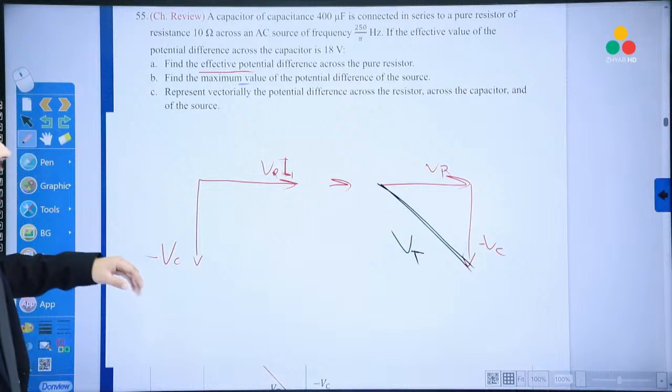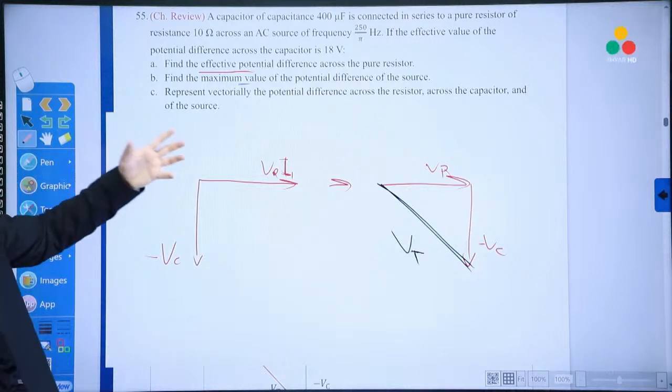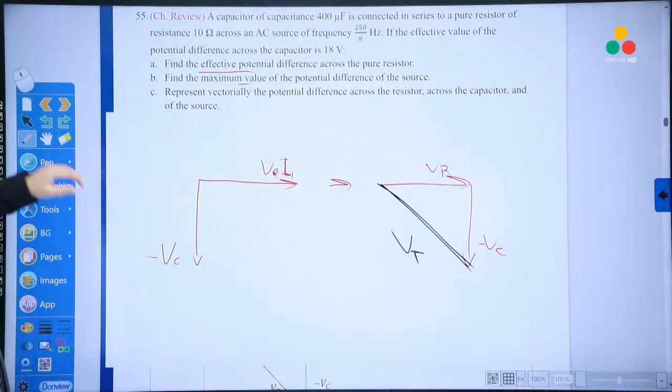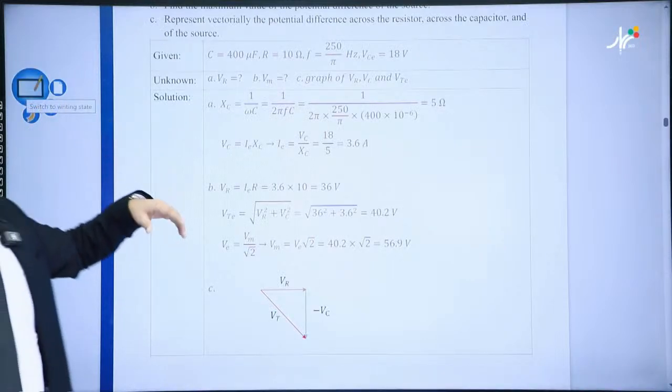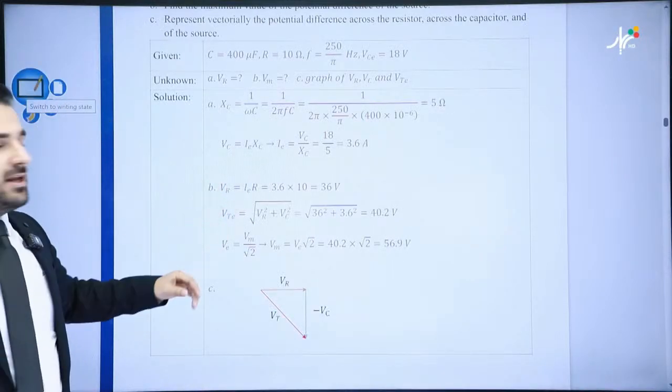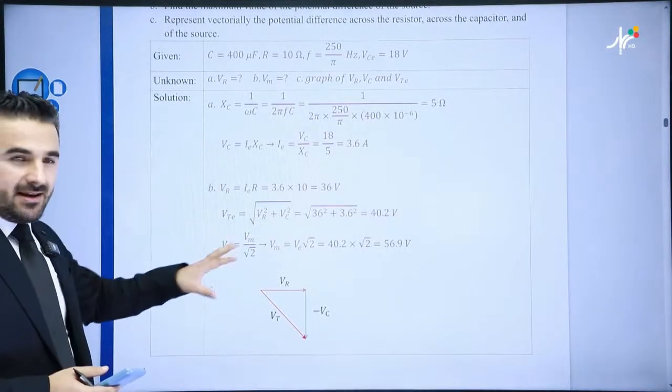But that is basically the representation vectorially for when we have a pure capacitance and a pure resistance connected with a capacitor here. So that is how it is done.